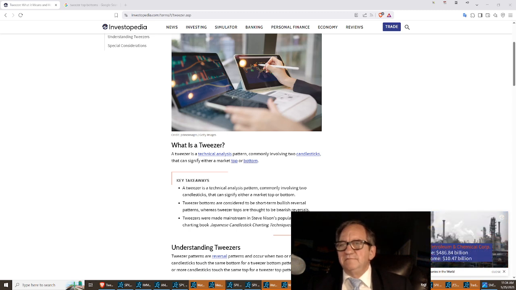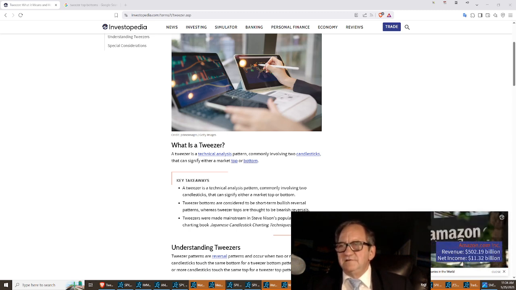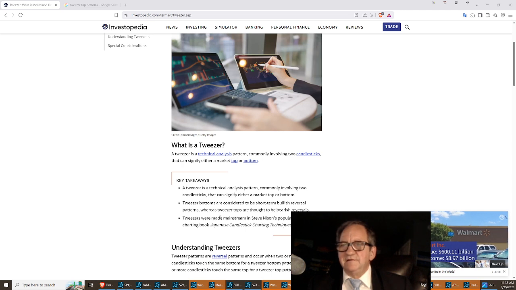Tweezers were made mainstream by Steve Nison, in his popular candlestick charting book, Japanese Candlestick Charting Techniques. Well, I didn't know that until now.